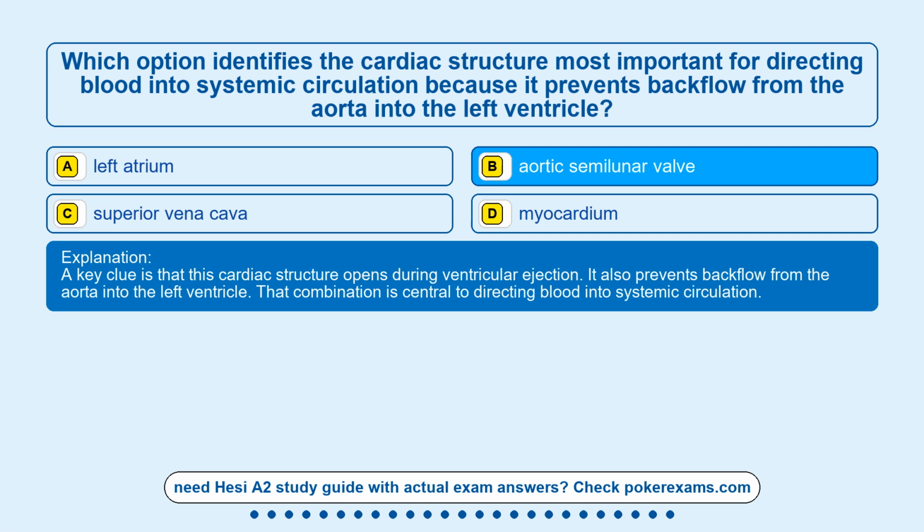A key clue is that this cardiac structure opens during ventricular ejection. It also prevents backflow from the aorta into the left ventricle. That combination is central to directing blood into systemic circulation.